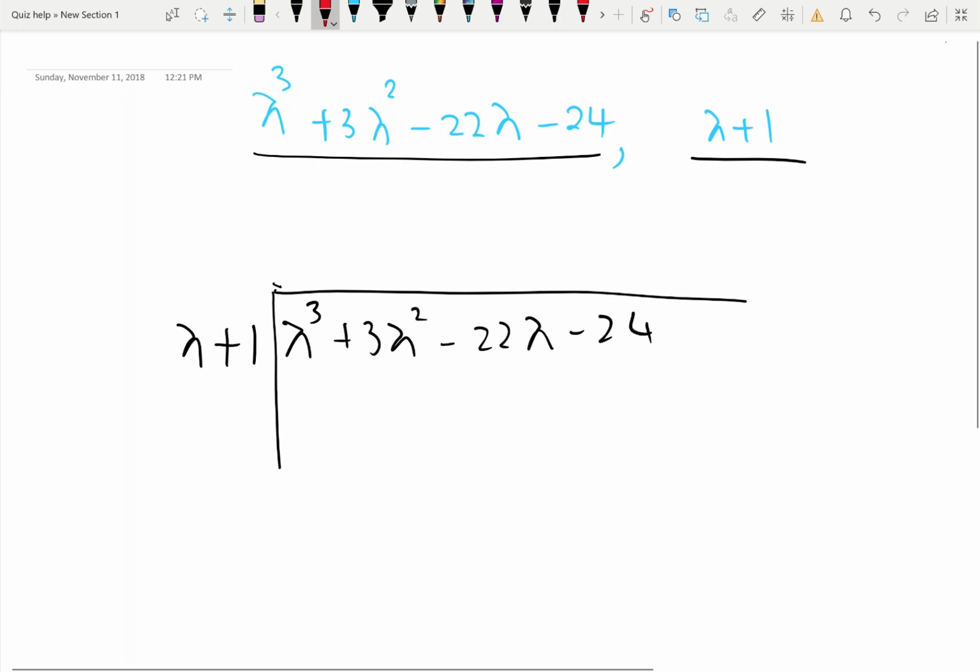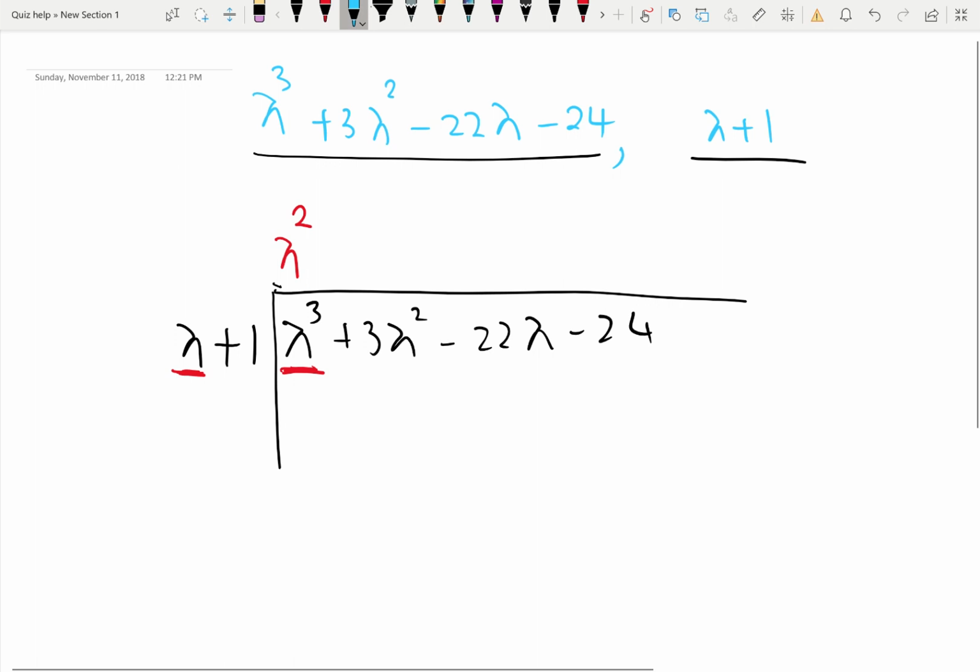What you do is you always look at the very first term of the outside expression, and compare it with the very first term of the inside expression. Now you want to think, how can I create the inside term using the first outside term? How can I create lambda cubed using lambda? What should I multiply lambda with to get lambda cubed? Lambda squared, right? Lambda times lambda squared is lambda cubed. So lambda squared, write it down on the top.